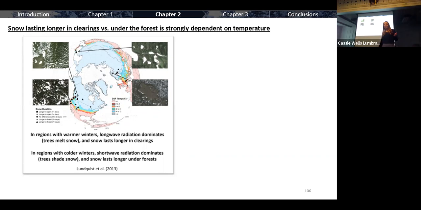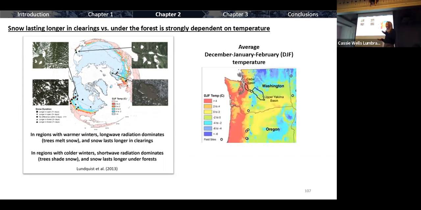And it's really interesting how these processes work, because in our area, if you look at this temperature plot of the winter, so December, January, February average temperature, the northern part of our Yakima River Basin is actually sitting on this verging temperature zone, where our temperature is not necessarily in either one of these categories. We are kind of teetering between the warmer winter and the colder winter, and we're not quite sure how forests are going to impact snow retention in this area.